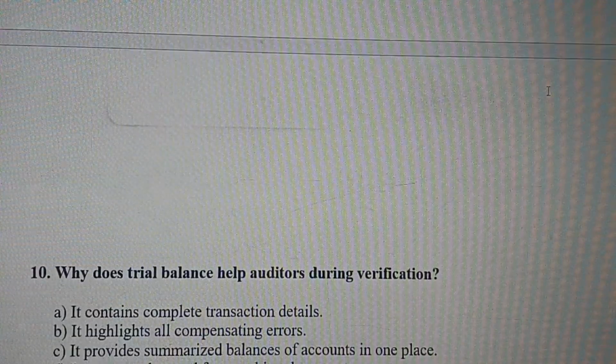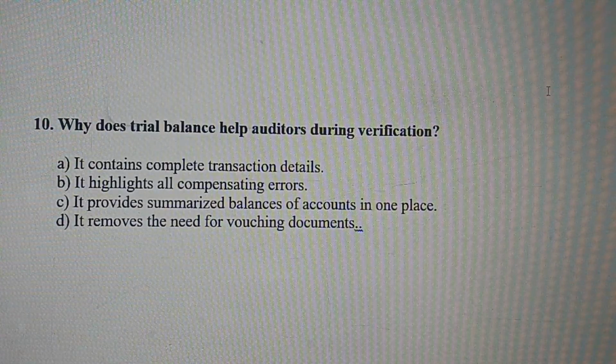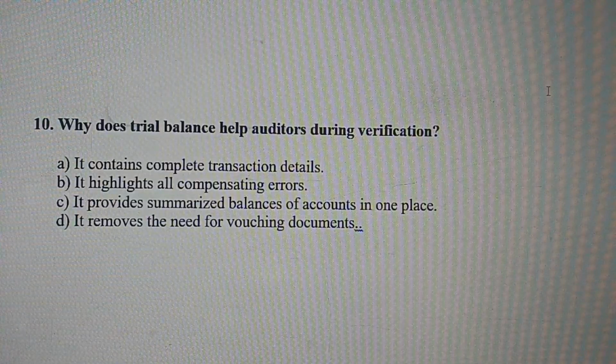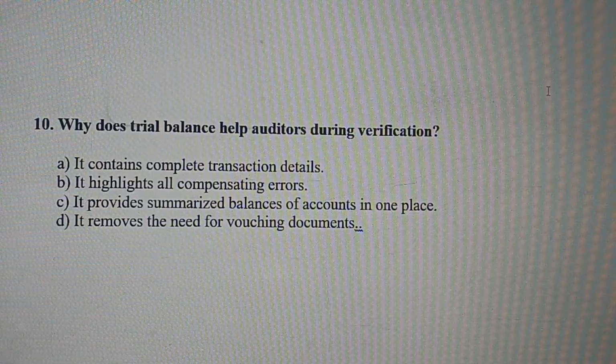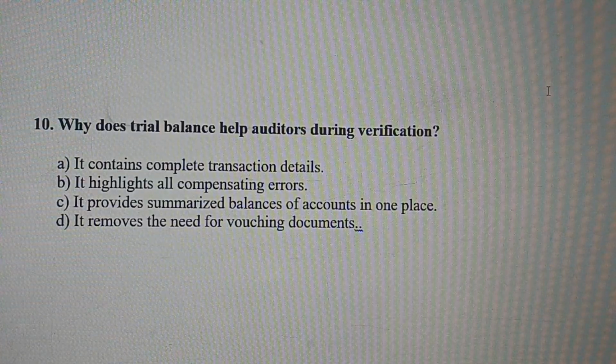Next question. Why does trial balance help auditors during verification? It contains complete transaction details. It highlights all compensating errors. It provides summarized balances of accounts in one place. It removes the need for watching documents.